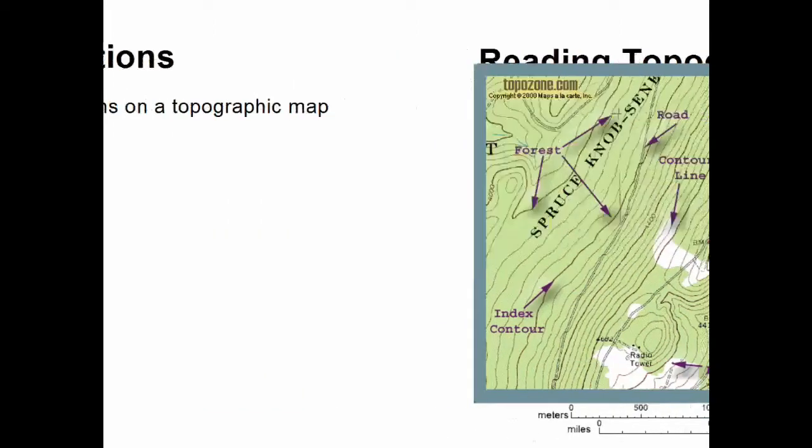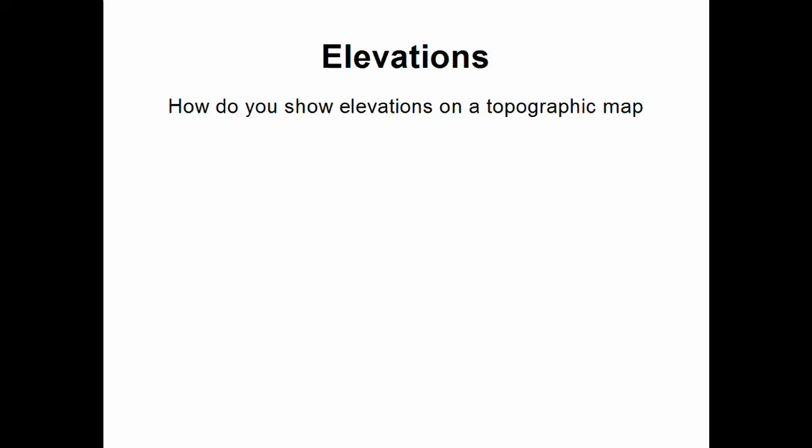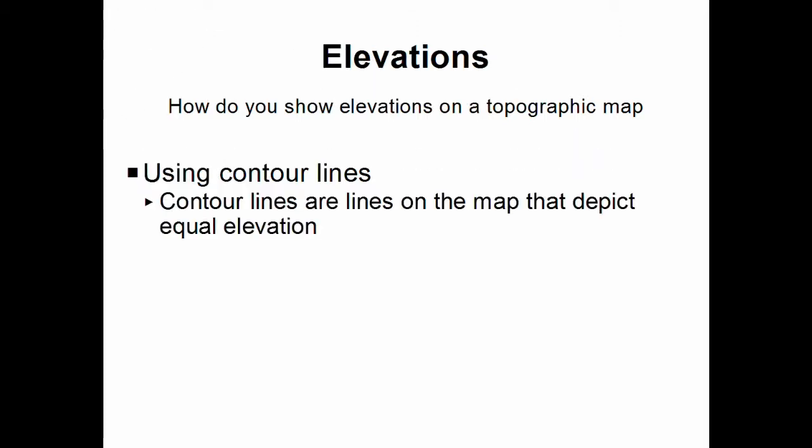Well, let's work a little closer with that. Now, one of the problems we're going to face is how do you show elevations on a flat piece of paper, like a topographic map? Well, we use something called contour lines. And in these little exercises, you will find out how to read, how to interpret, and how to make your own contour lines. Contour lines are lines of equal elevation on the map.